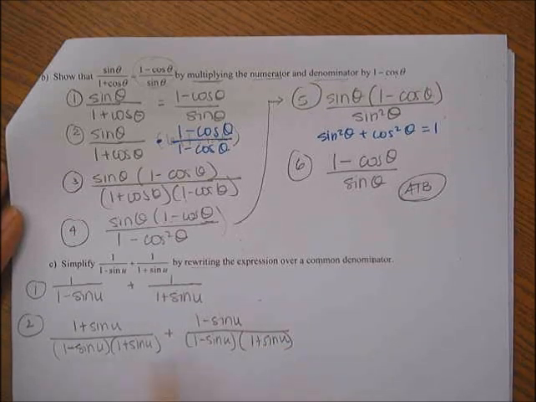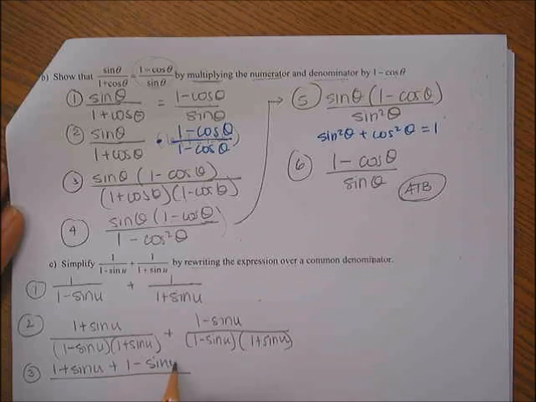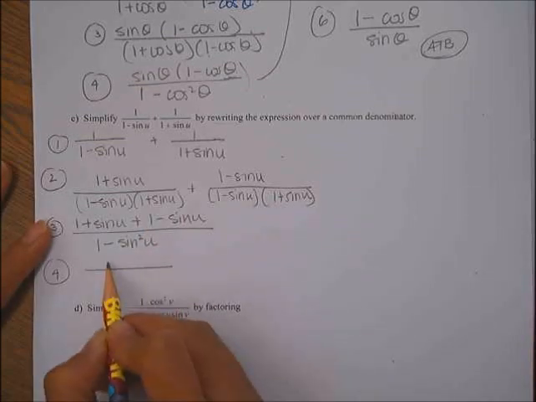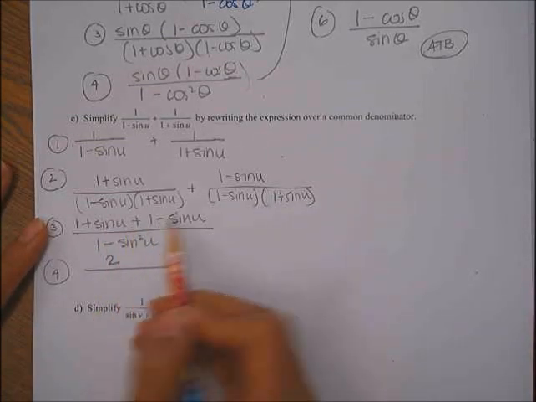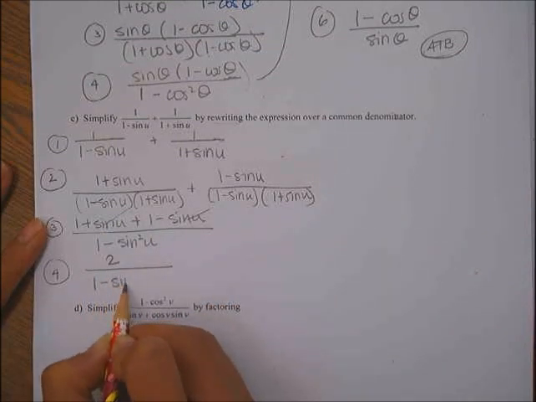Alright. Since the common denominators are now identical, I can put the top together. So 1 plus sine of u plus 1 minus sine of u. I'm going to multiply those out. It's going to give me 1 minus sine square of u. And from here, let's see if I can combine like terms. Oops, you can't really see it. There you go. From here, I'm going to see if I can combine like terms. 1 plus 1 is going to be 2. Sine of u minus sine of u, that's going to be gone. So now I have 2 over 1 minus sine square of u.